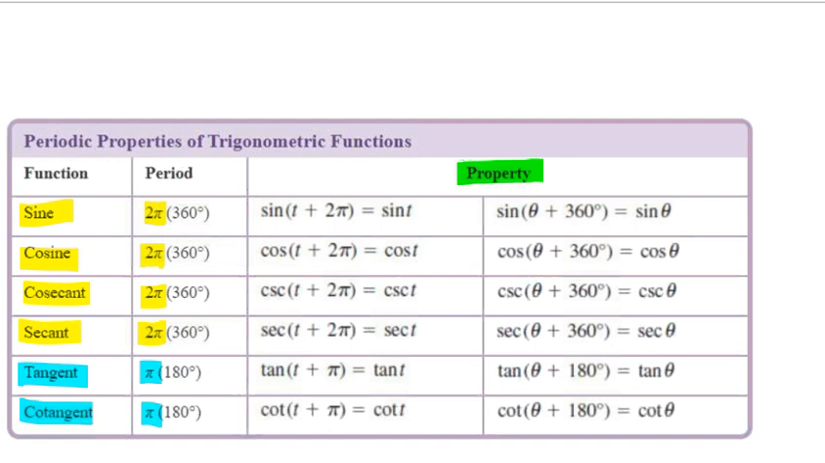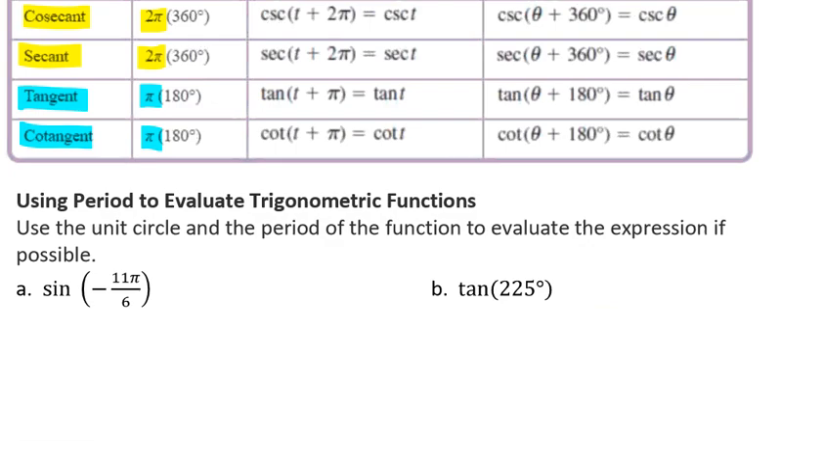So let's go ahead and do an example. We're going to use period to evaluate trigonometric functions. We're going to use the unit circle and the period of the function to evaluate the expression. The first expression is the sine of negative 11 pi over 6. We're going to use our property from above to help us with this.